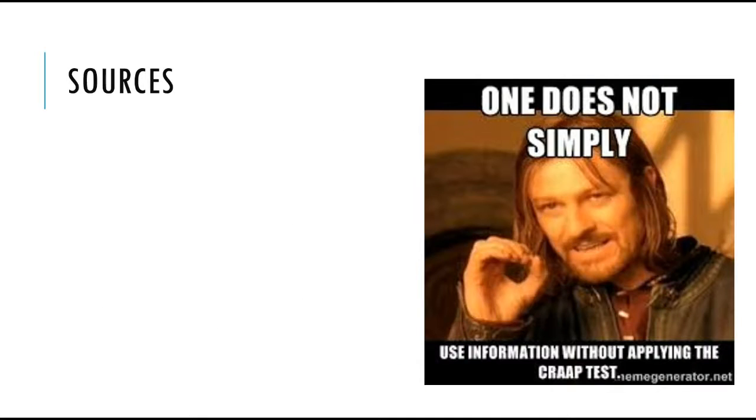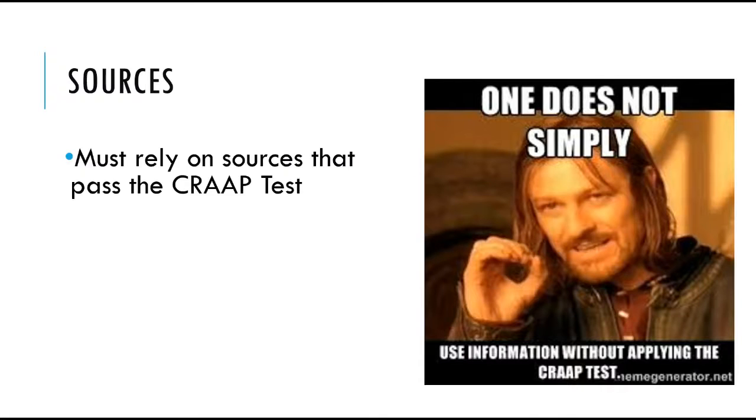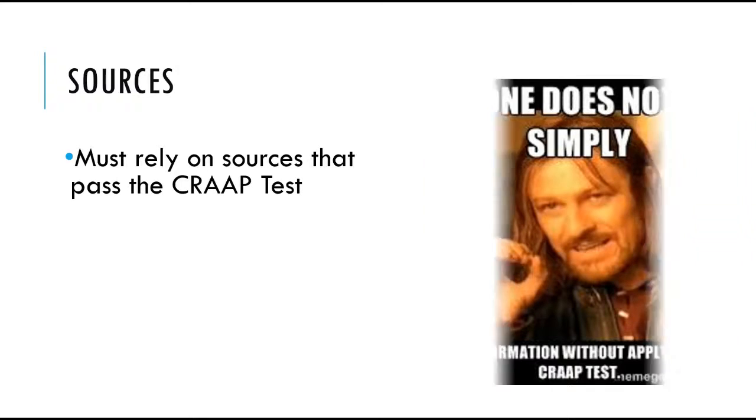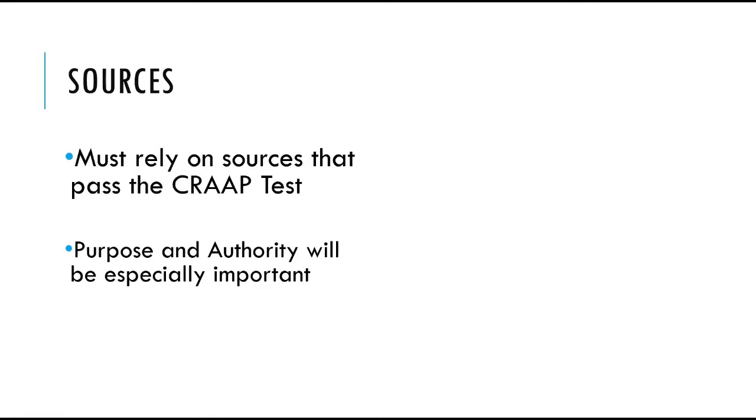Now, as far as sources, you do have to remember that you still need to think about the credibility of your material, and in order to do that, as it says here, one does simply not use information without applying the CRAAP test. So, you have to go through this because I will be specifically grading you on this. As far as what you need to consider, purpose and authority will be especially important. I noticed a lot of people lost points on the persuasive speech because they were picking sources that did not have a journalistic, informative, or educative purpose, and authority, they weren't that credible.